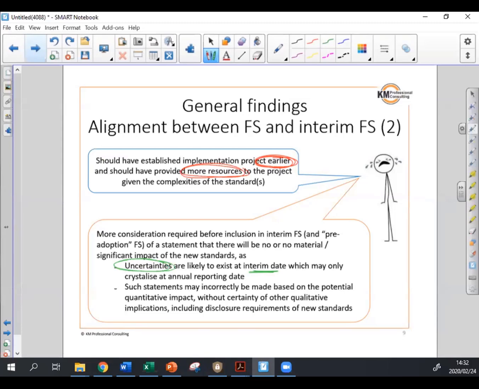That second comment is also in line with what I was saying earlier about there will be no material or significant impact of the new standards on the financial statements. No, never. I don't think I've ever seen a standard that is not going to have an impact unless it's not applicable to you. So there's a discussion we can have another day.